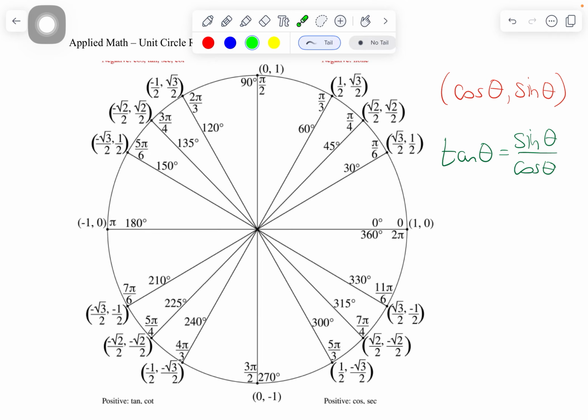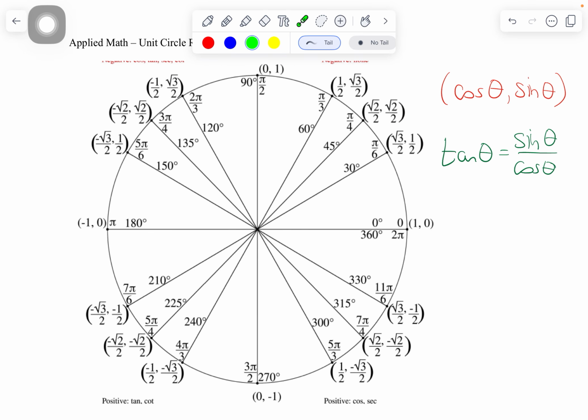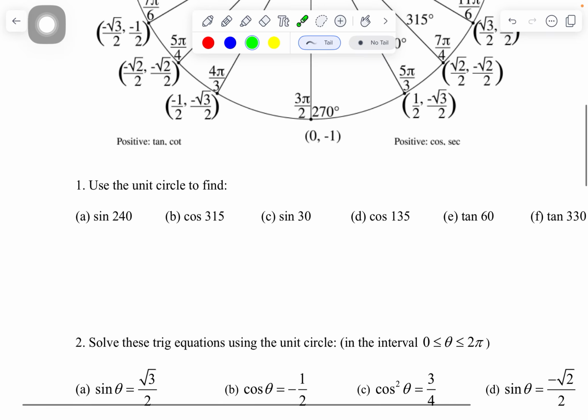So we are going to use this fabulous unit circle information, and we're going to do two things with it. We're going to remind ourselves how to evaluate, and then we're going to remind ourselves how to solve. So I'm going to be working back and forth up and down here. So question number 1, part A. I want to find the sine of 240 degrees.